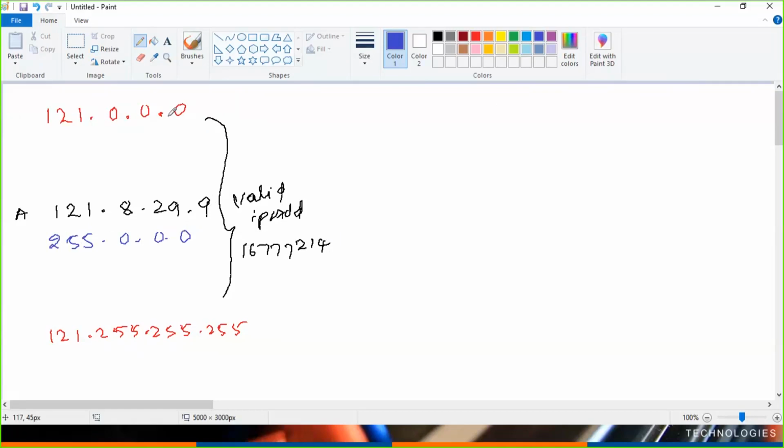So if we take any IP address, there must be 4 parameters, guys. First one is 121.0.0.0, which we call the network ID. 121.255.255.255 is the broadcast ID. Then valid IP addresses, and the subnet mask. These 4 parameters must be there. Repeat: network ID, broadcast ID, valid IP addresses, and subnet mask. Okay? Next.